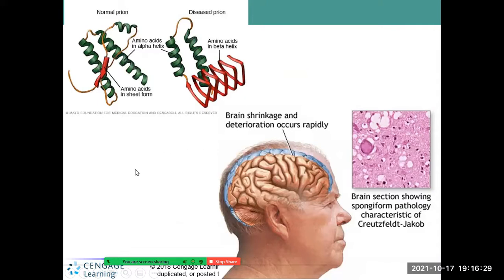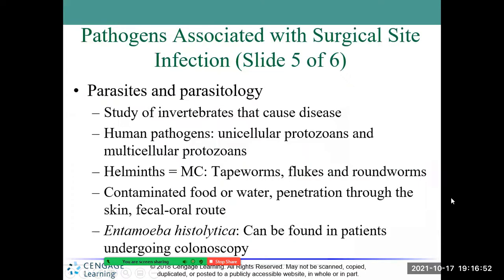And so what it causes here in the histological slide, you can see this looks a little more spongy, and that's kind of the characteristic of CJD, is that the brain begins to shrink and deteriorate because it turns into a sponge basically. And so you can imagine the symptoms of that.